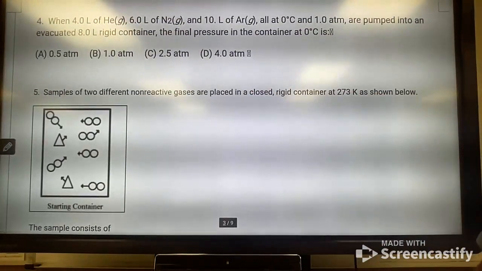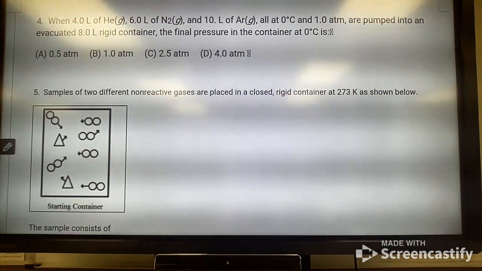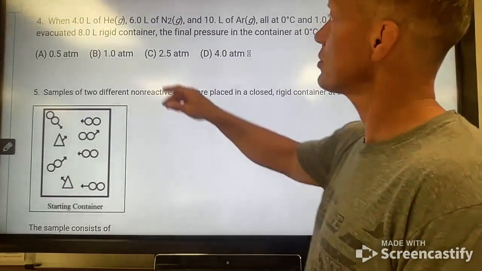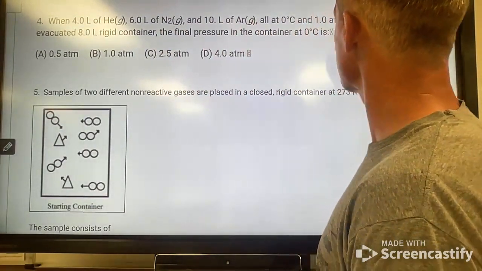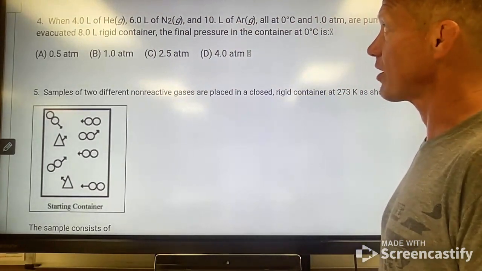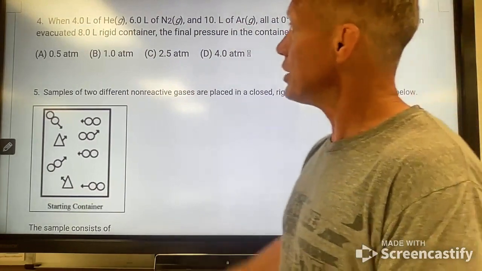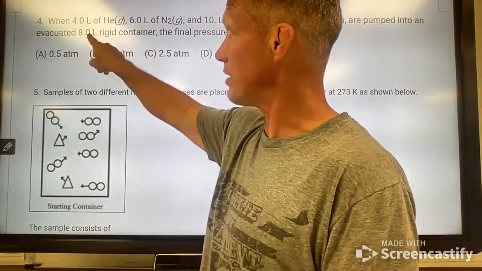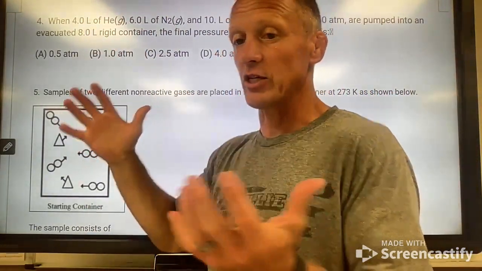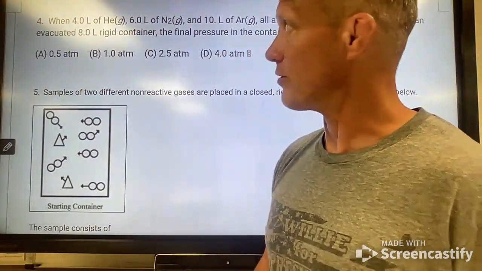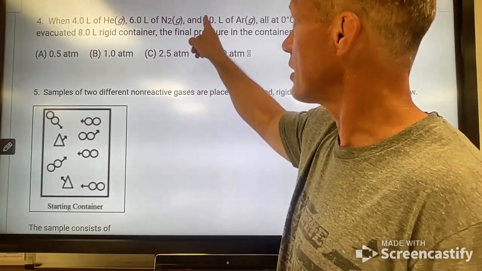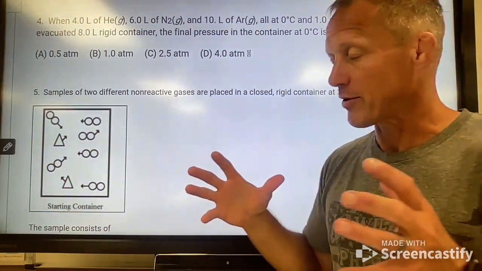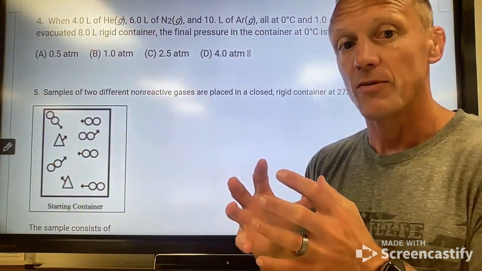All right. Number 4 here, you've got 4 liters of gas, 6 liters of another gas, and 10 liters of another gas, all at 0 degrees and 1 atmosphere, pumped into an 8-liter container. What's the final pressure going to be? Each of these is at 1 atmosphere of pressure when they're put in there. If you took 4 liters of gas and put it into an 8-liter container, it's going to be twice as much space, so its pressure is going to go down by half. All you've got to do is add up the liters: 4 plus 6 plus 10, you have 20 liters of gas. If you took 20 liters of gas at 1 atmosphere and put it into a container half the size, you'd have to double the pressure.